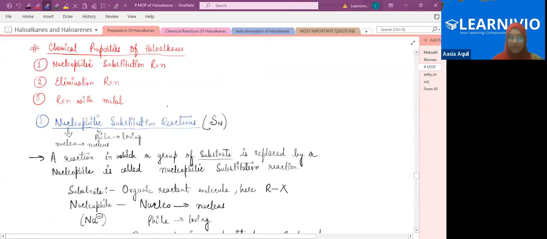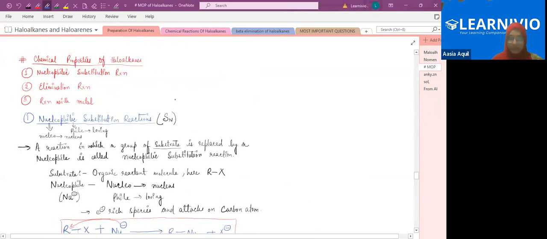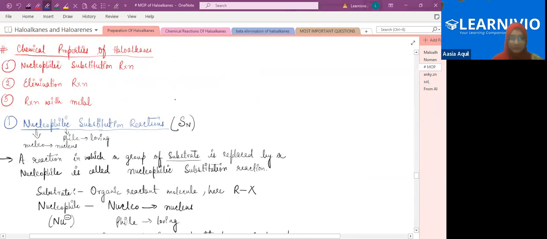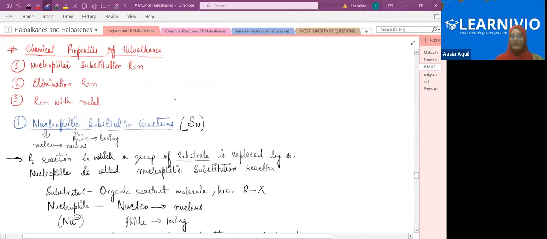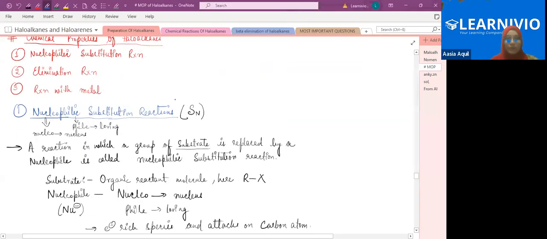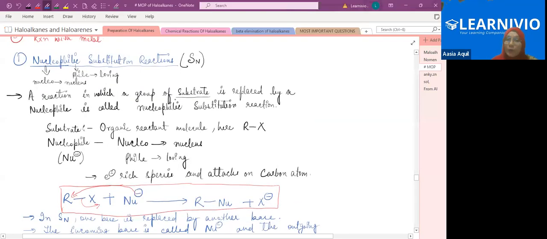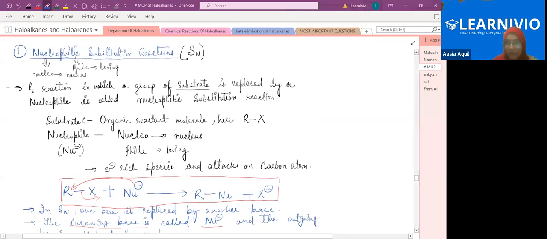with metal, right? These reactions are very, very important in chemistry. Okay, so let's see one by one. We will see each and every type of reaction, and we will basically understand the mechanism first, right? So first reaction is nucleophilic substitution reaction, right?